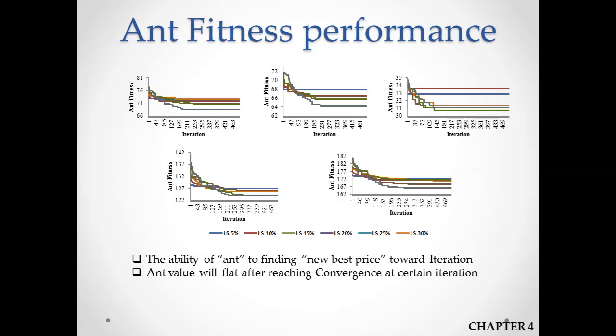To verify the stability of the ACO algorithm, the ant fitness pattern is analyzed from different LS settings and houses. As you can see, for low energy consumption load profile, the result of below 20% setting is not stable because the result is reaching convergence too fast. Overall, the ant fitness result is stable.